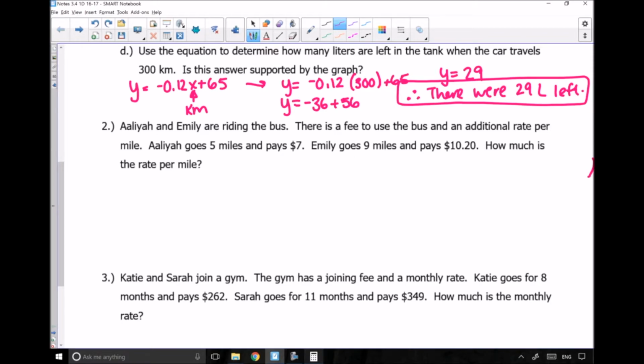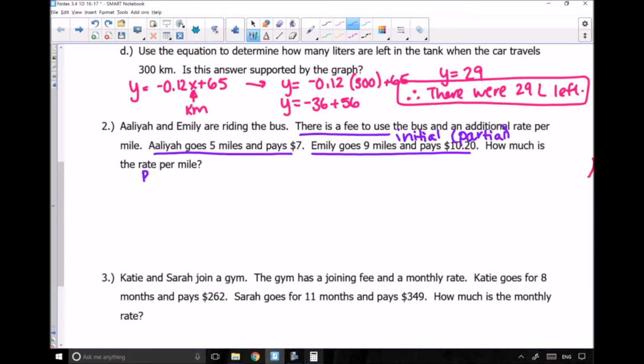There is a fee to use the bus. So that means that there is an initial cost. If there is an initial fee or an initial cost, this is not direct variation, it's partial variation. And an additional rate per mile. We know Aaliyah goes 5 miles and pays $7, and we know that Emily goes 9 miles and pays $10.20. How much is the rate per mile?